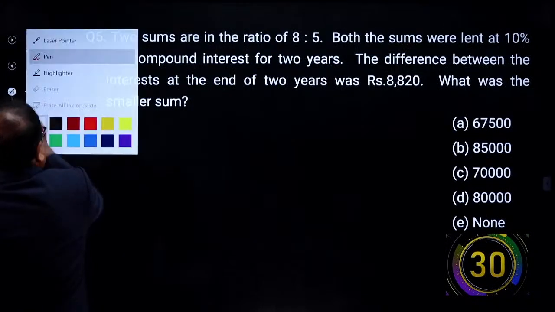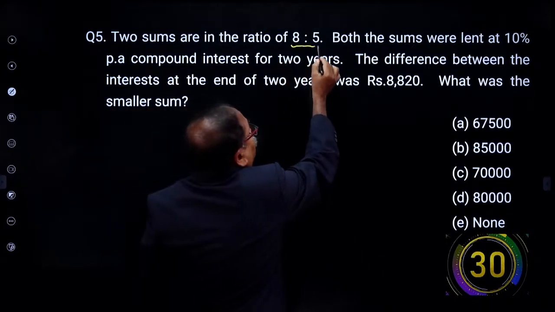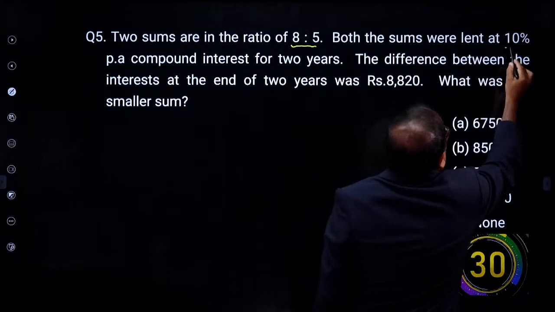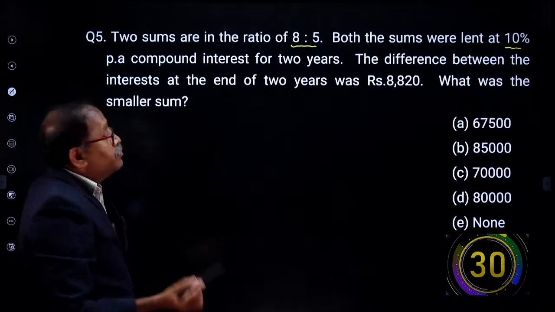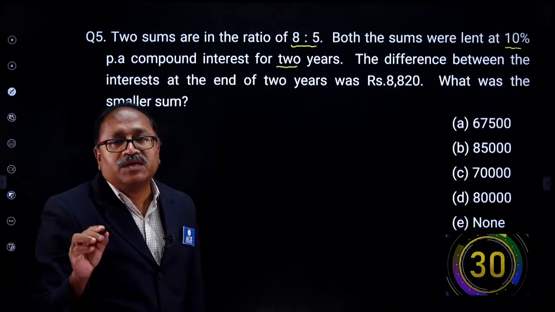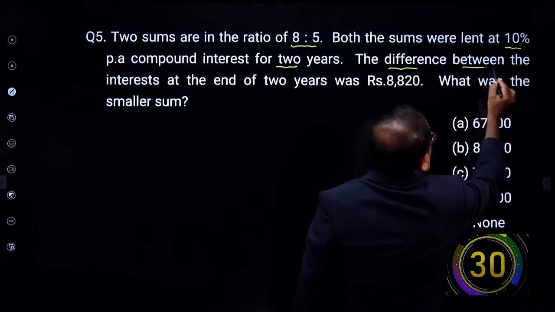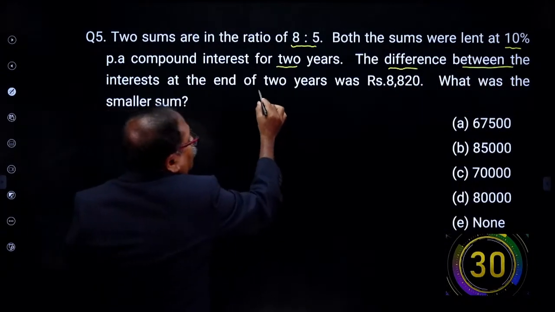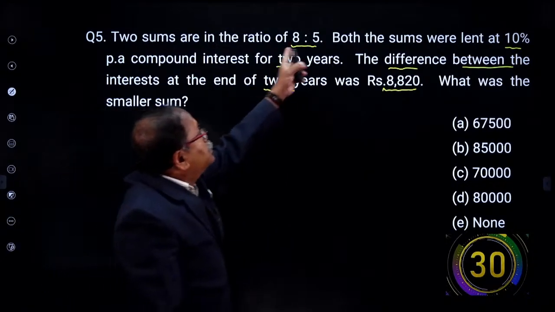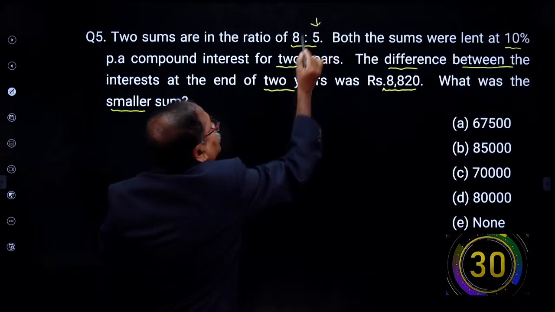Now, come on. Two sums are in the ratio of 8:5. I don't have the sum, but I have the ratio. Both the sums were lent at 10% per annum for 2 years. So the moment it says 10% per annum for 2 years, that is 21% overall interest. The difference between the interest at the end of 2 years is 8,820. Then what is the smaller sum? Smaller sum means I need this 5x.